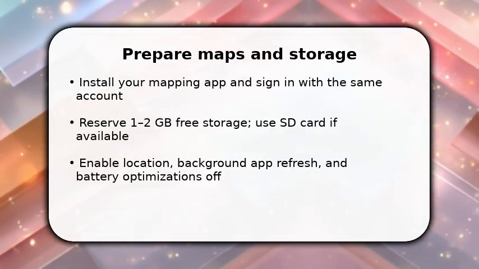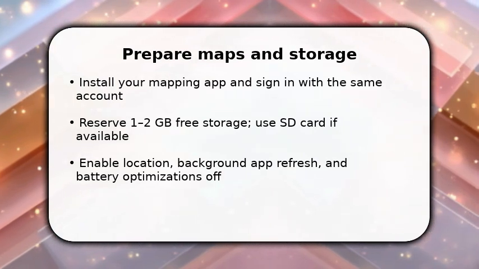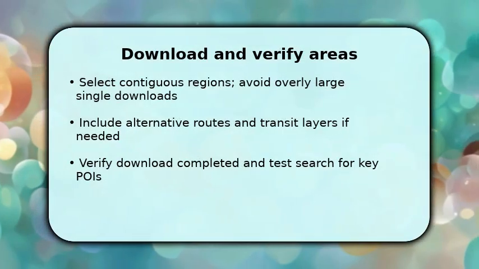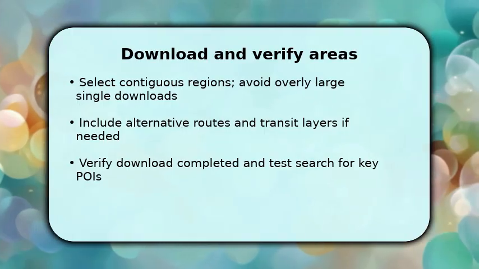Begin the offline download immediately. That initiates tiles, search indexes, and routing data in the background. You continue by downloading practical regions in chunks rather than one huge file. Smaller, contiguous areas reduce corruption risk.